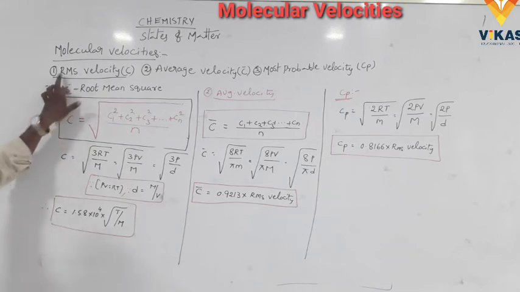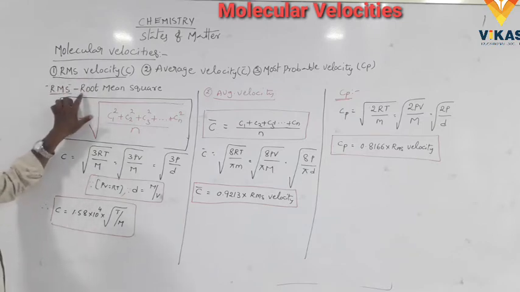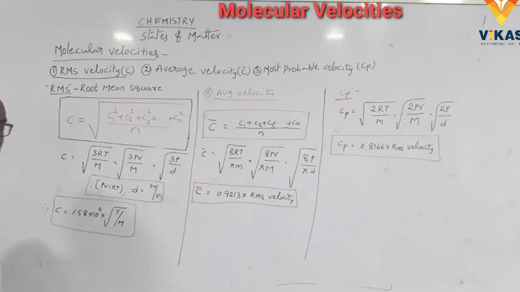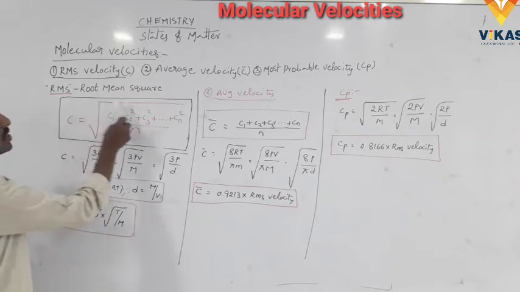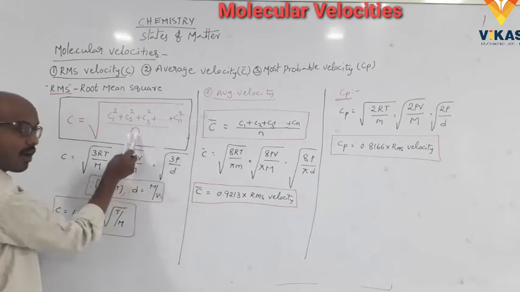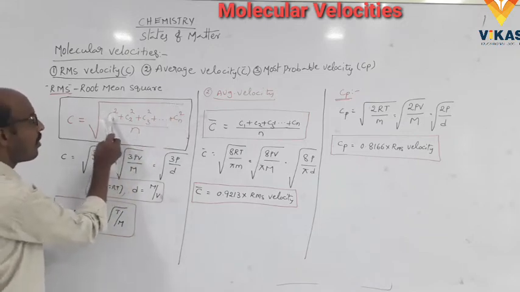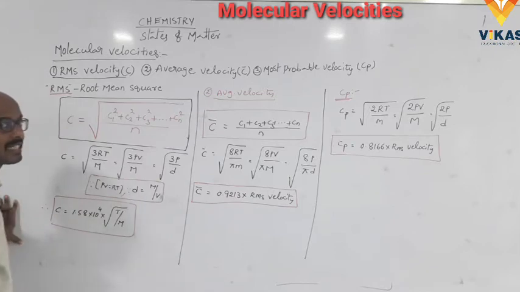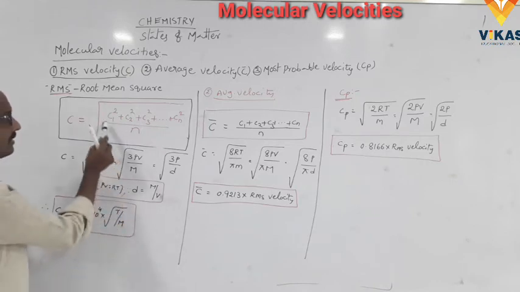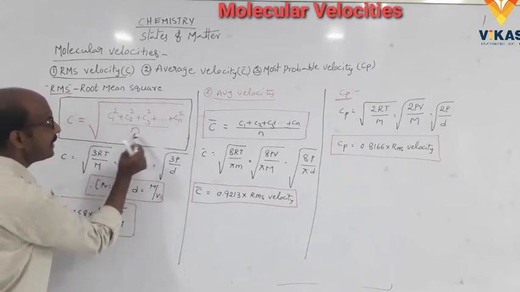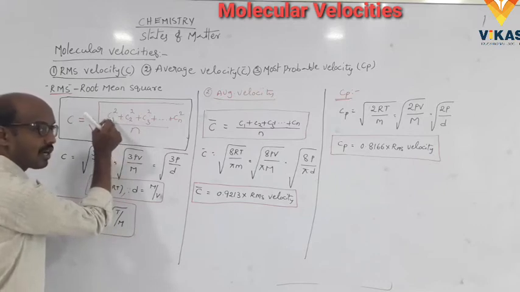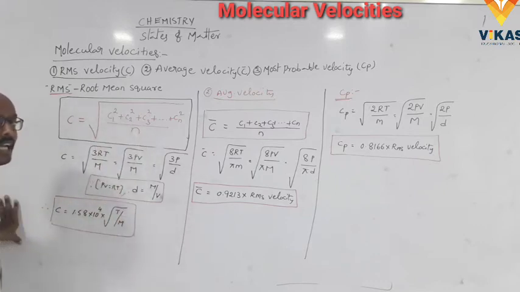First one, RMS velocity, that means root mean square velocity. What is the meaning of root mean square velocity? It is the square root of the mean of the squares of the velocities of the molecules of the gas at any temperature, called root mean square velocity. Clear?